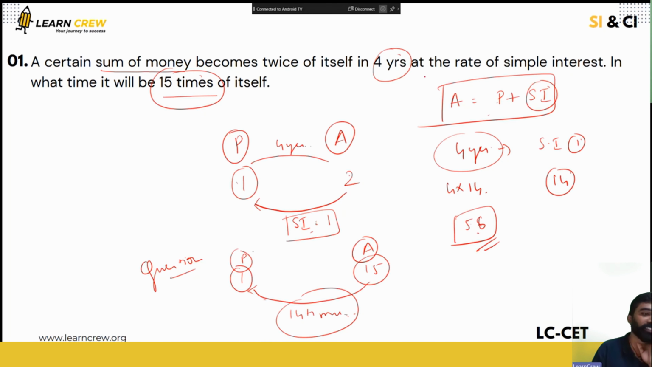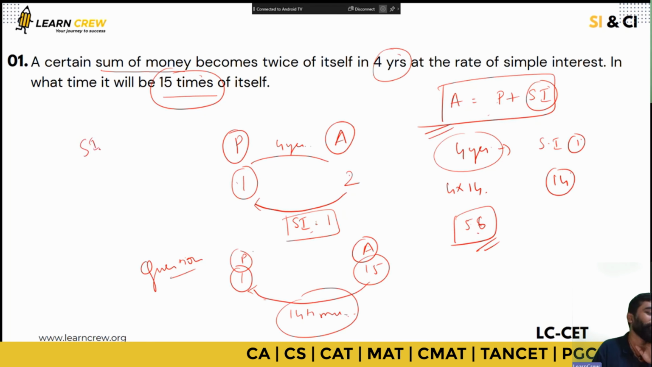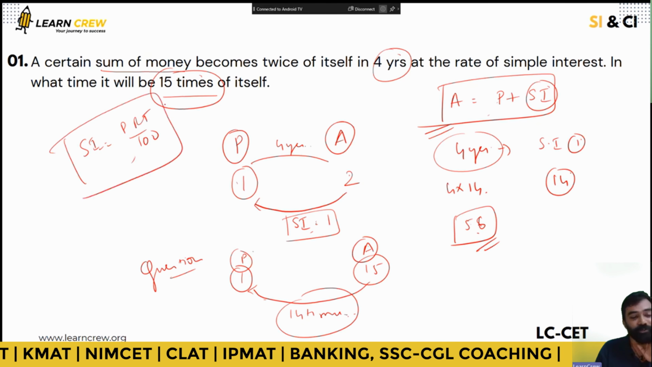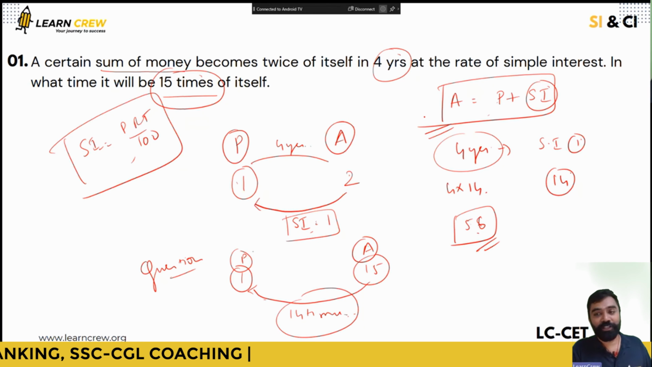For this, you are just understanding the basic formula of A equal to P plus SI, or SI equal to PRT divided by 100. Only these two things you can use and you can do the entire thing. Here it is more of a ratio kind of thing.